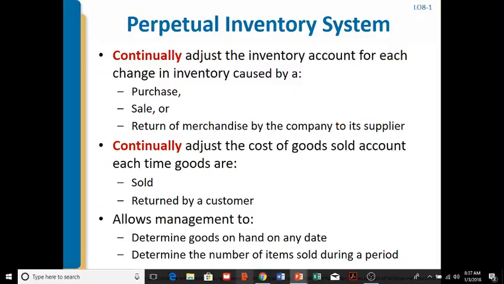So they can check sales results by category of inventory. They can determine what inventory they still have on hand, whether or not they need to purchase additional items, less items, things like that. They can track what items are selling, what items are not selling.